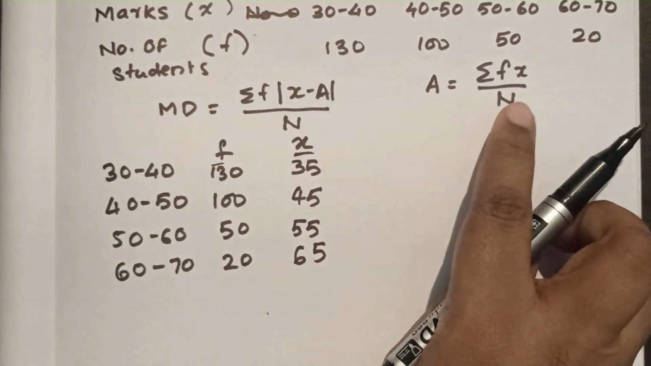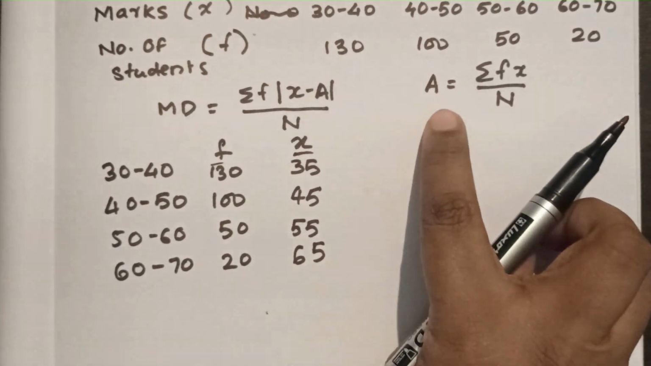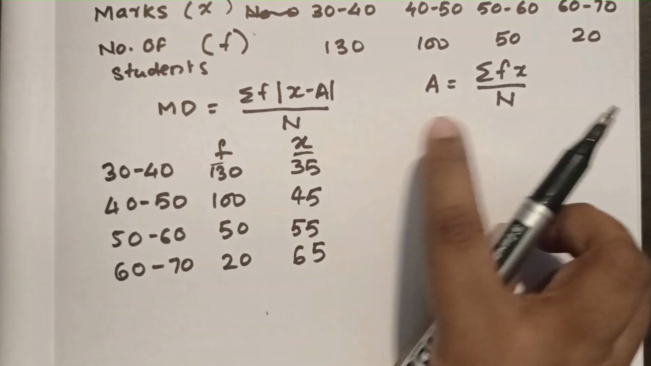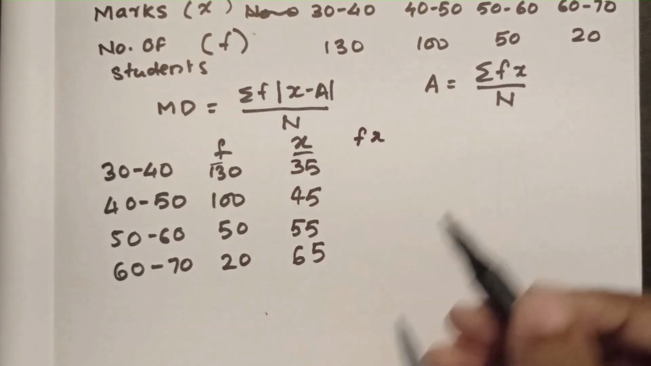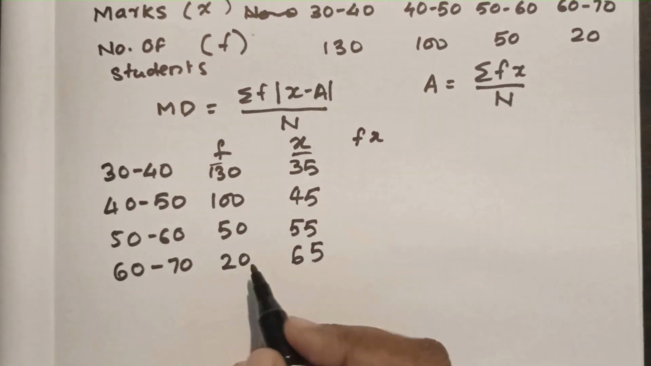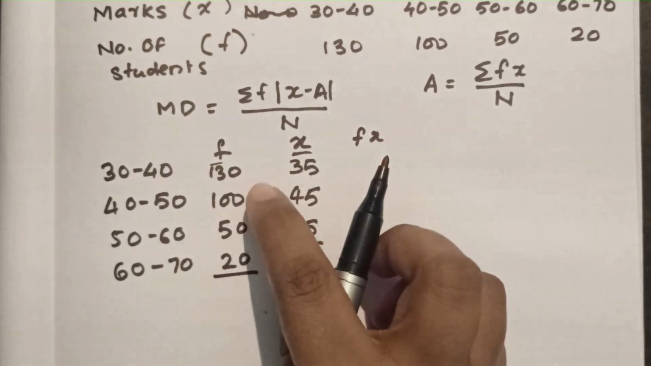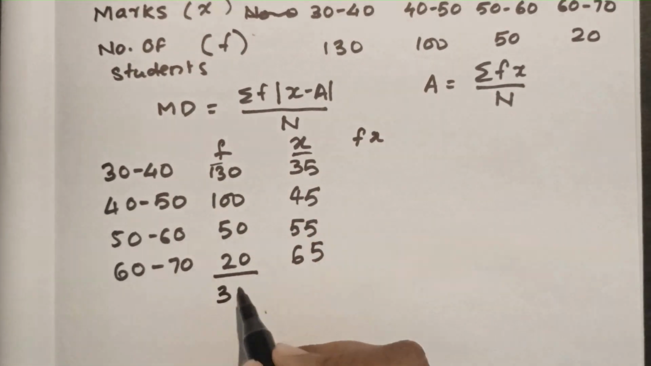Now, from the formula, we can find out a. We have to multiply f into x. For the calculation, this n is the total of the frequency. If we add 130 plus 100 plus 50 plus 20, we get 300.